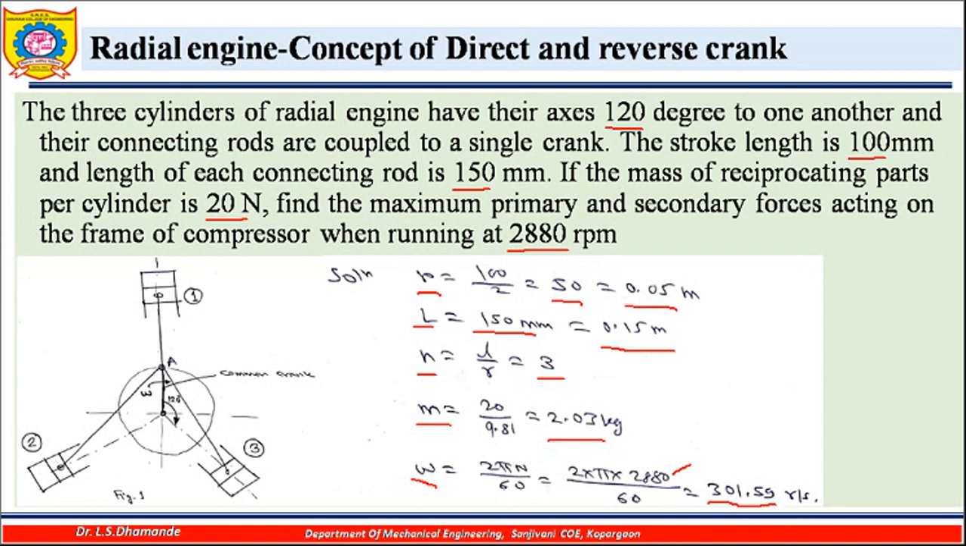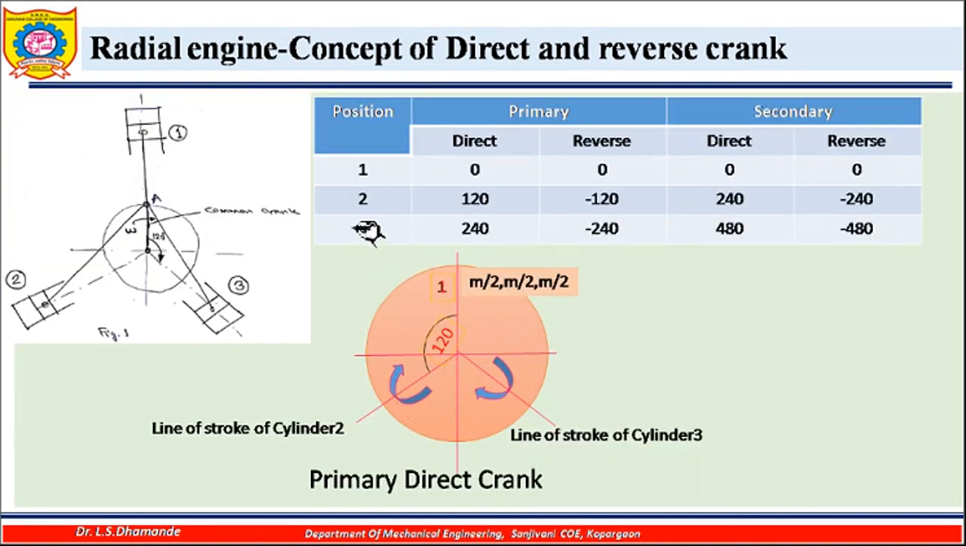Now with this data, I will draw one table. In the table I will write the positions of these three cylinders, with the primary direct crank, the primary reverse crank, the secondary direct crank and the secondary reverse crank, and I will write the angular position of those cranks. Let us consider that this is the line of stroke of cylinder 1, this is the line of stroke of cylinder 2, and this is the line of stroke of cylinder 3.